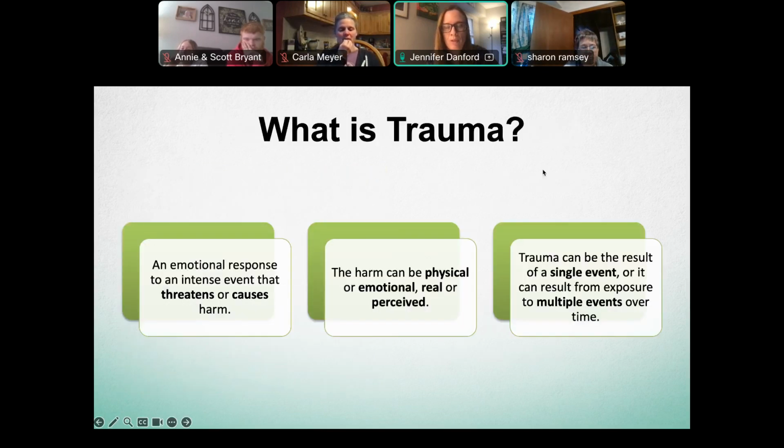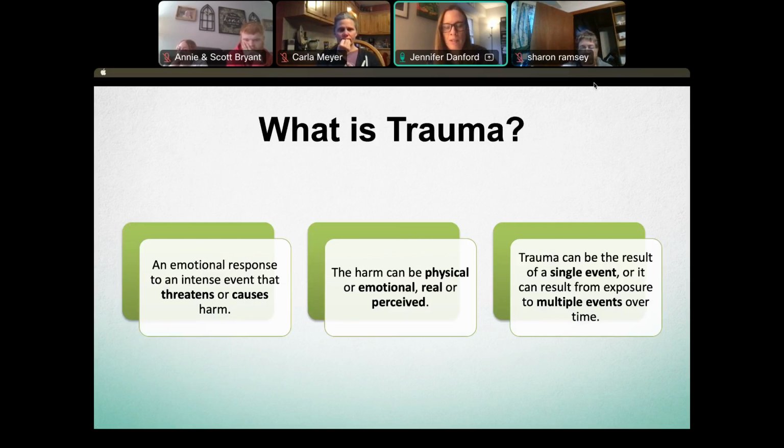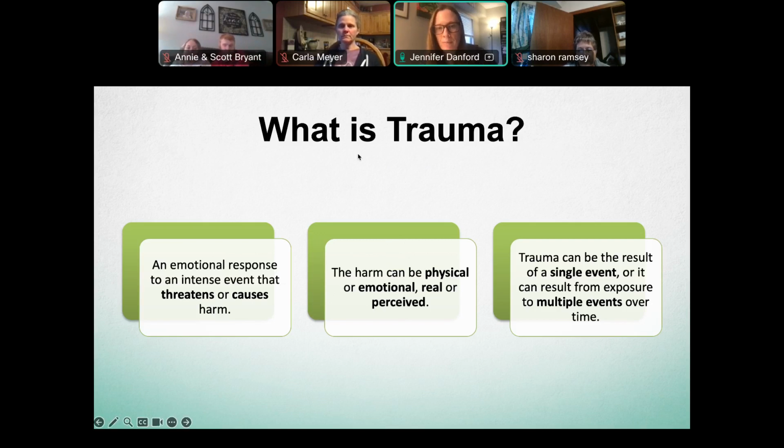So, quick review of trauma. Trauma is really any emotional response to an event that is threatening or causes harm. The event itself can be physical, emotional, real, or perceived. And we know that it can be a one-time event, or it can happen multiple times, multiple events over time. Our kids typically have neglect over time, or physical abuse that happens more than once.